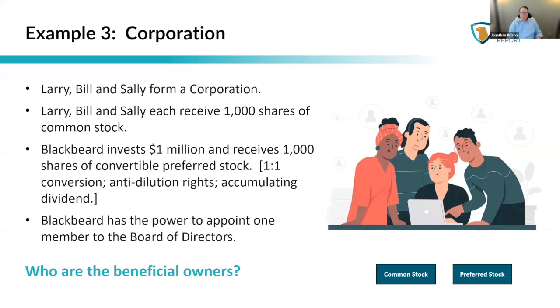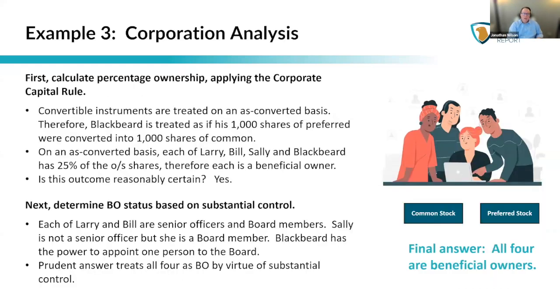And let's also say that Blackbeard has the power to appoint one member to the board of directors. Who are the beneficial owners this time? Well, in this case, because convertible instruments are treated as being converted, we're going to treat Blackbeard's 1,000 shares of preferred stock as if they were converted into common. After that takes place, all four of them have 25% or more, and all four of them are beneficial owners.